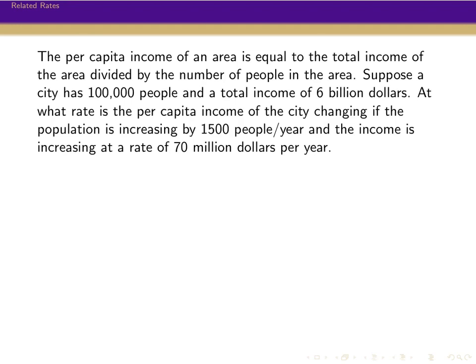The per capita income of an area is equal to the total income of the area divided by the number of people in the area. Suppose a city has 100,000 people and a total income of $6 billion. At what rate is the per capita income of the city changing if the population is increasing by 1,500 people per year and the income is increasing at a rate of $70 million per year? If you want to work on this yourself, this is a good time to pause the video.